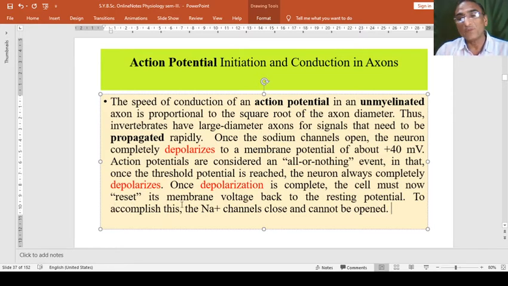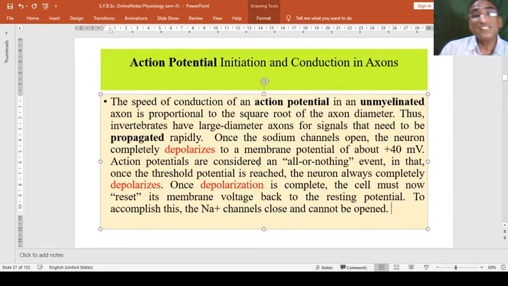It's a membrane, and at the same time the voltage goes back to the resting potential. The complete action potential shows this reset mechanism. To accomplish this whole task of the action potential, the sodium ion channels close and cannot be opened further. And this is the complete depolarization action in the action potential.